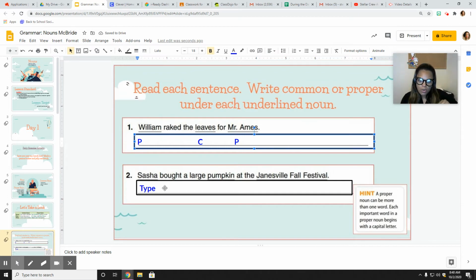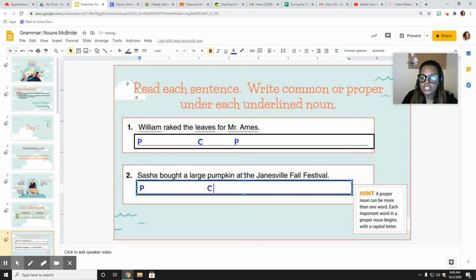Now let's do Sasha bought a large pumpkin at Janesville Fall Festival. Now remember our hint. A proper noun can have more than one capital. So Sasha, just like William, is a proper noun. So I'm going to put a P. I'm going to jump over to pumpkin. Pumpkin has a lowercase. So sometimes when you see a lowercase, that's an indication that it might be a common noun, unless I'm proofreading for proper and common nouns. So usually if I have a noun underlined and it's lowercase, it's probably going to be a common noun.